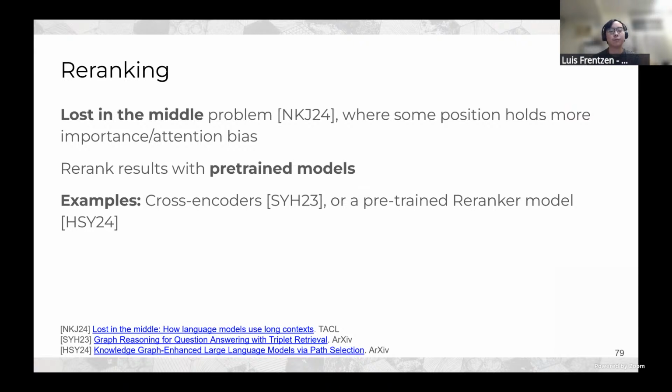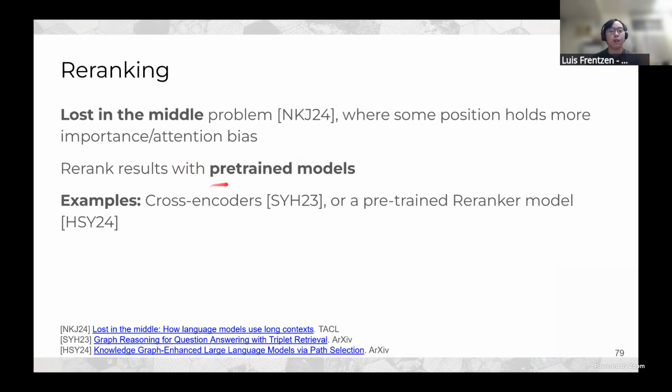Basically, the motivation for re-ranking is that some positions hold more importance, or the model holds some attention bias, especially if you are doing a long context. They also cited some key papers like Lost in the Middle, where, for example, documents positioned in the middle are really hard for the model to remember, and basically not easy to retrieve. So you are going to rerun the results with some pre-trained models.